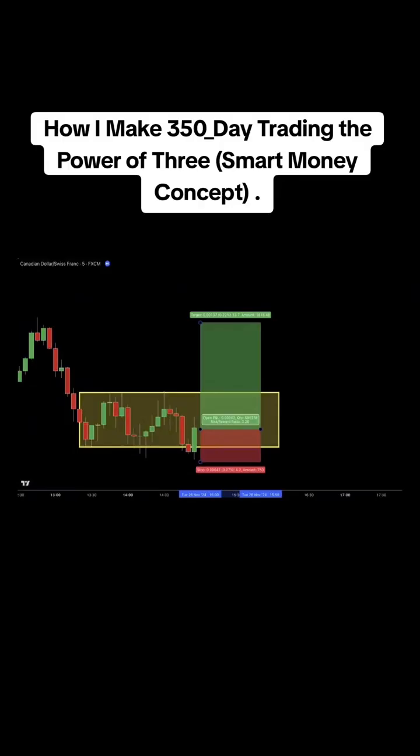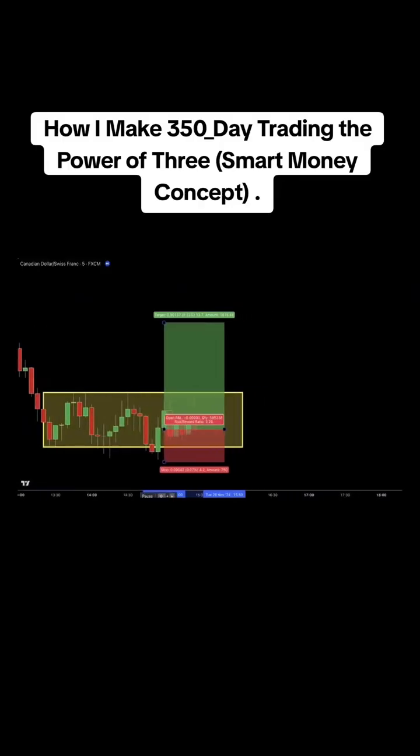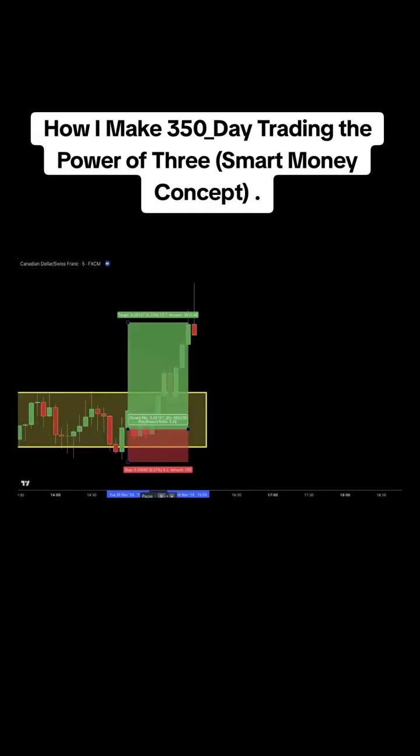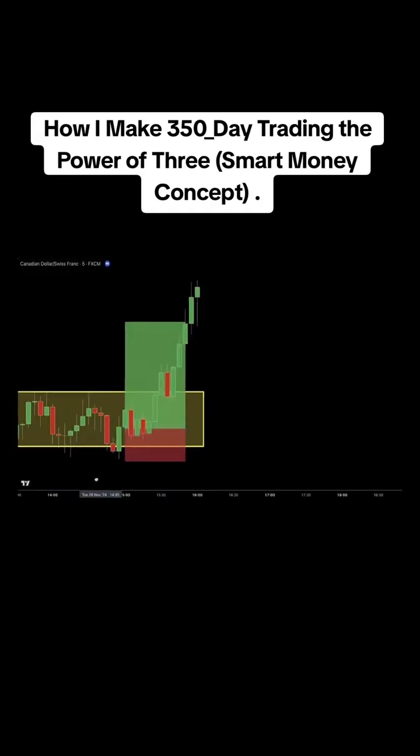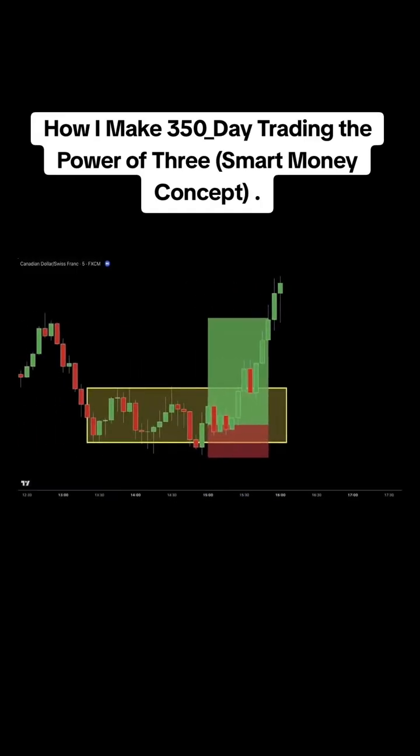Look at what happens next. The market moves upwards just as expected. Alright, what if you spot a power of 3 pattern but miss the initial trade entry? Here's what you should do.